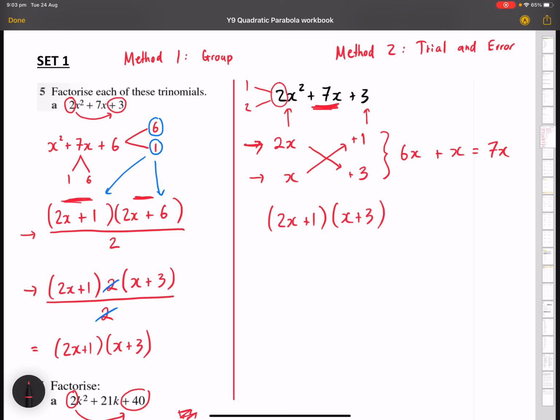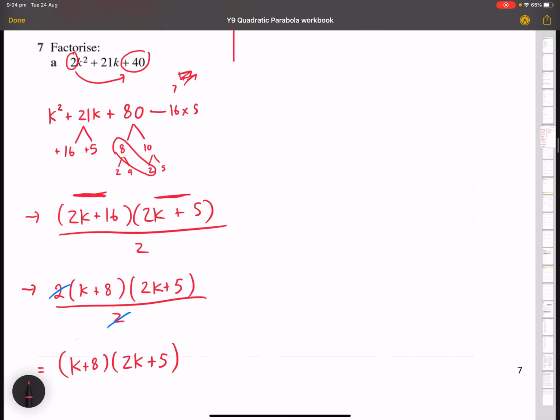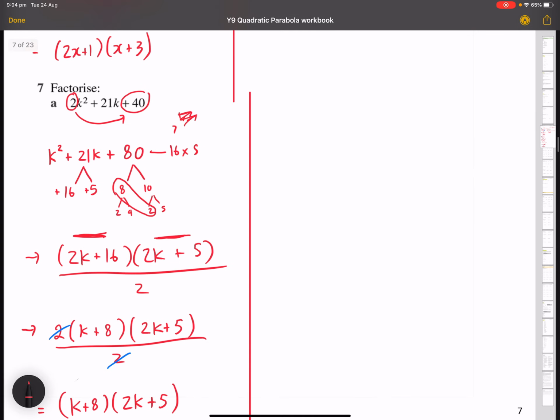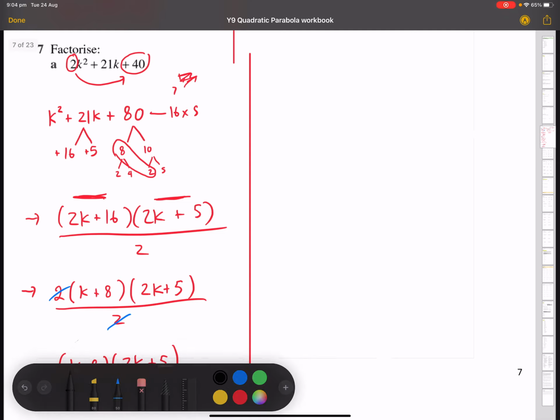This method can be faster than the first method, faster than the grouping method, but it can also be longer. It depends on the question, and I'll show you why. Now look at question 7a, and I'll show you why this second method, the trial and error, can actually take longer if you come across questions like this. So first of all, I'm going to rewrite the question.